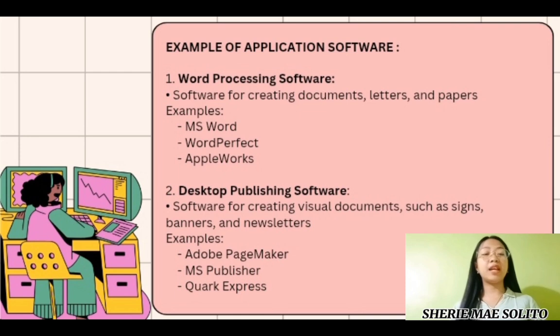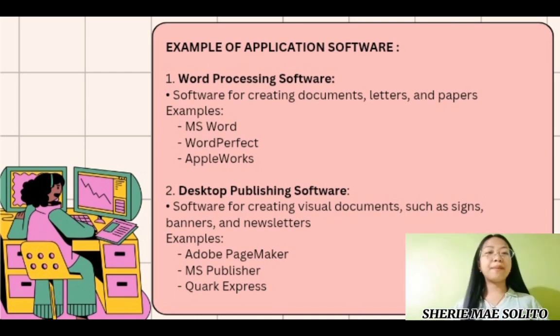Examples of application software. One is word processing software. Use this kind of tool to create worksheets, type letters, type papers. Word processing software refers to computer programs designed for creating, editing, and formatting written documents. The following examples are MS Word, WordPerfect, MS Works, and AppleWorks.